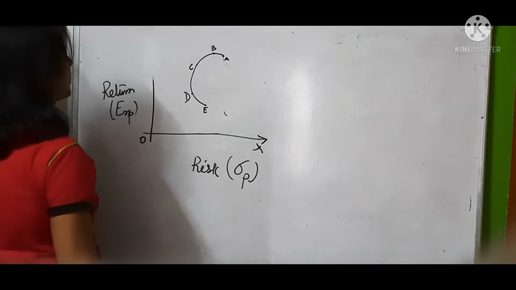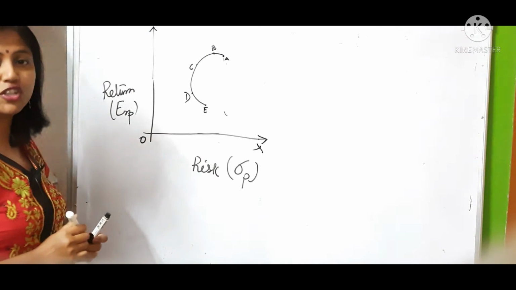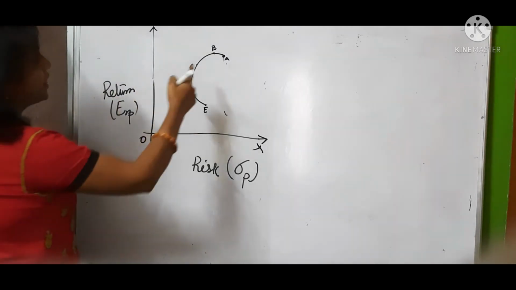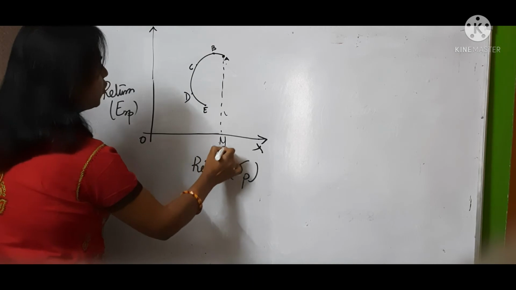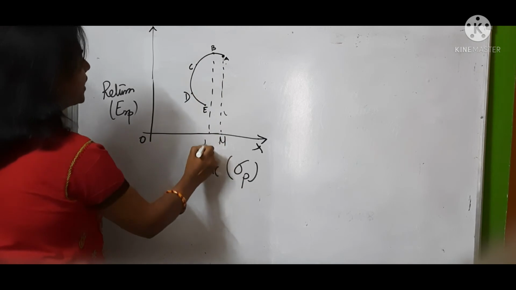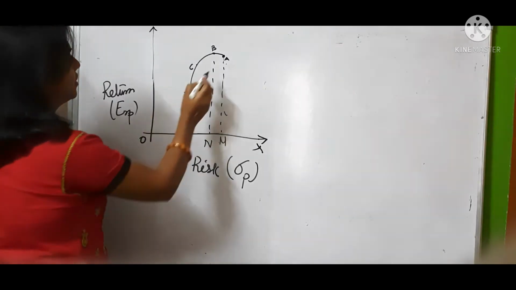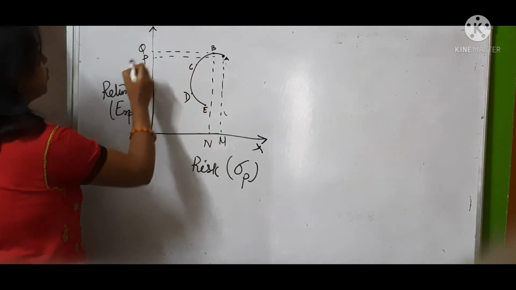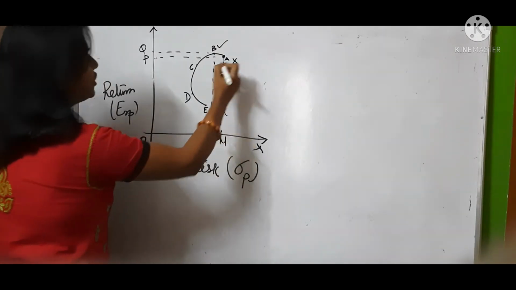Now suppose I am trying to find out which of these points are efficient and which are not. Suppose I take the point A. You can see that point A is not efficient. Why? If you extend it downward, it takes a risk of OM. B takes a risk of ON. Obviously B is taking less risk. Coming to return, A is earning a return of OP and B is earning a return of OQ. B is earning more return. So you can say that A is not efficient, B is efficient.